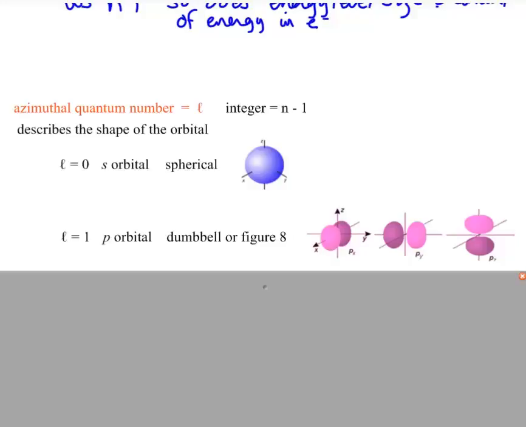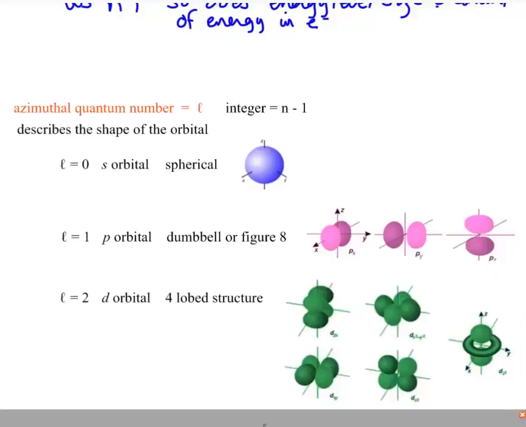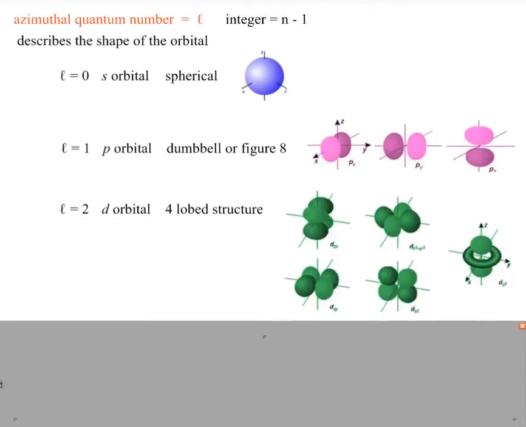Our next azimuthal quantum number, l equals 2, is a d orbital. D orbitals, for the most part, are 4-lobed structures. So as we increase our azimuthal quantum number, we increase the complexity of our orbital. Each l value we go up, we essentially double the number of lobes of our orbitals. So we start with 1 lobe, we go to 2 lobes, then we go to 4 lobes.